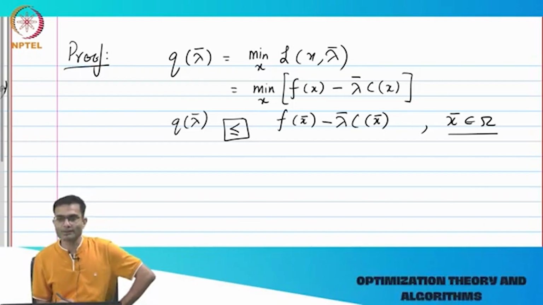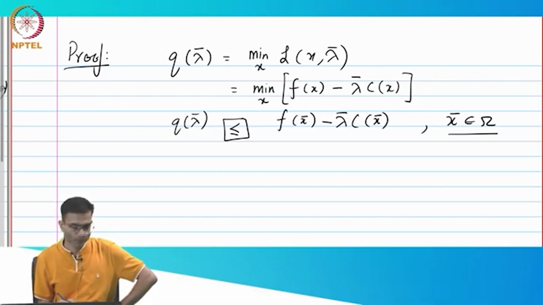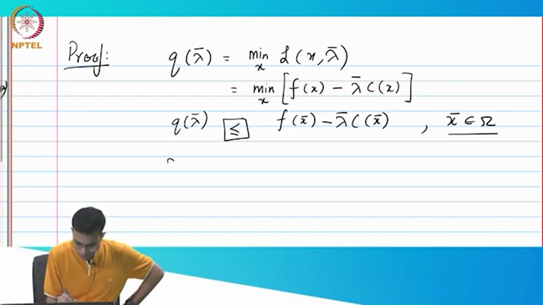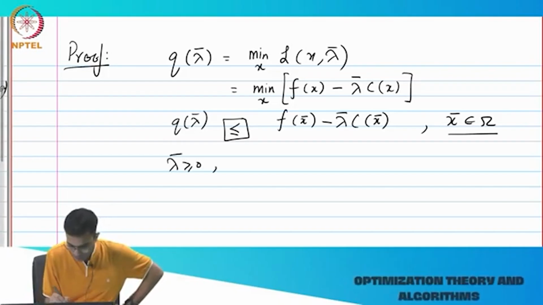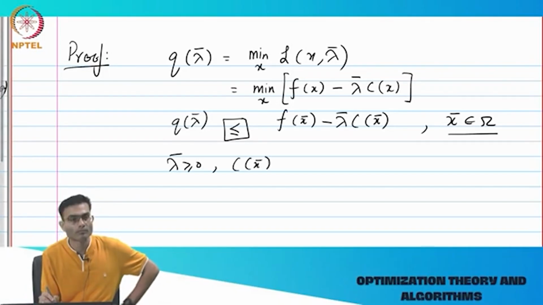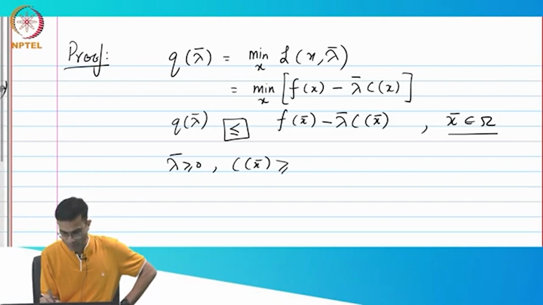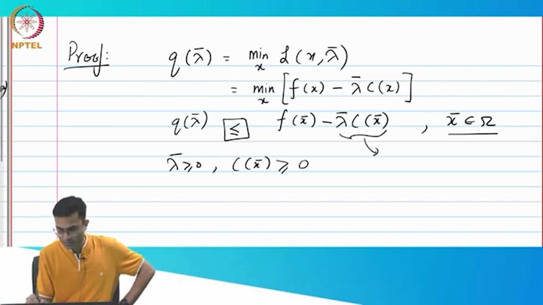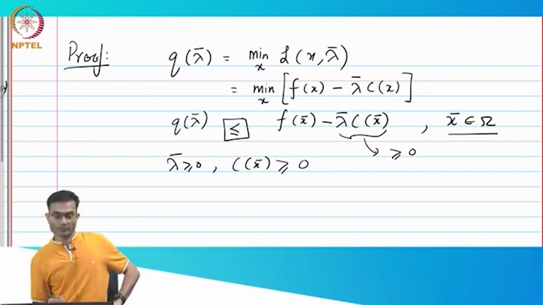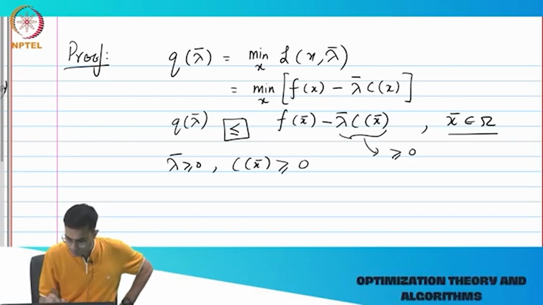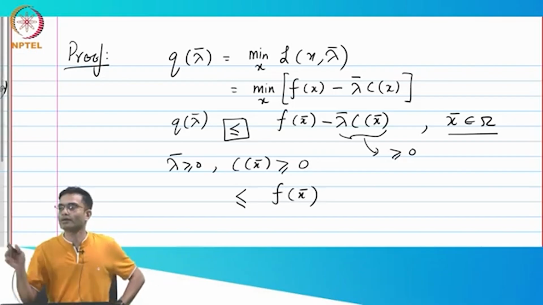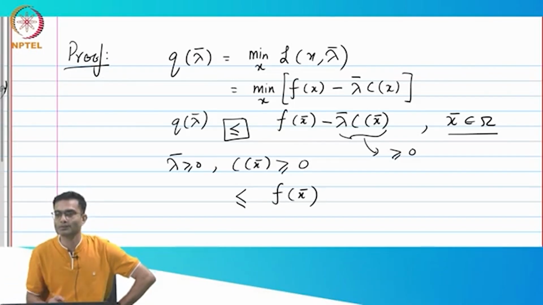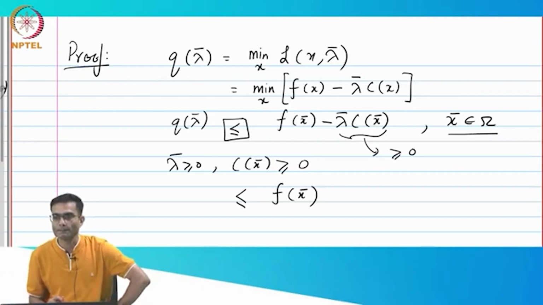Now, did I put any constraint on lambda? I said lambda greater than or equal to 0. What about c of x bar? Is there an inequality on that? It's also greater than or equal to 0. So what is this term? Always greater than or equal to 0, right? So this whole term, I can get rid of a minus term and the inequality would still hold.